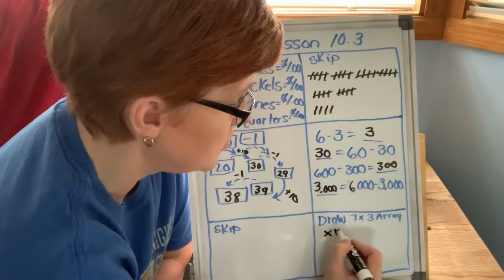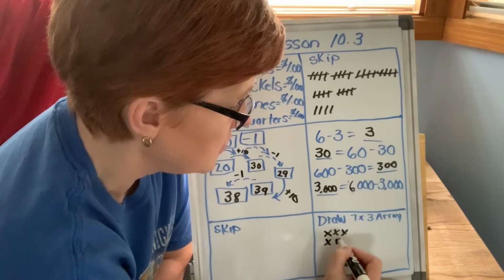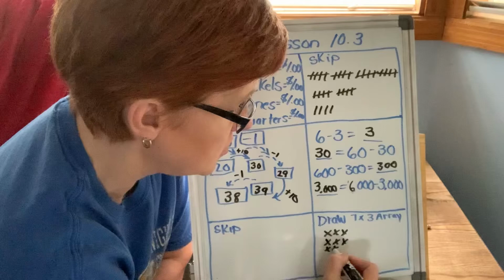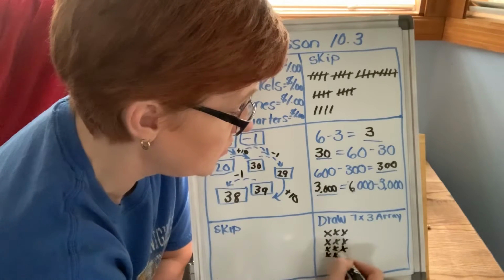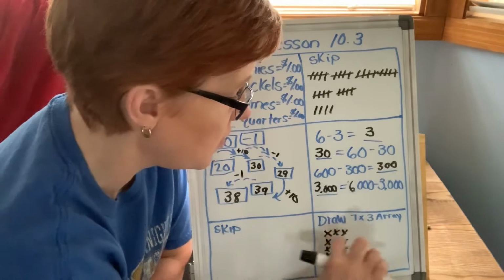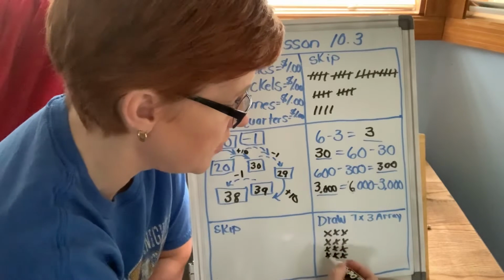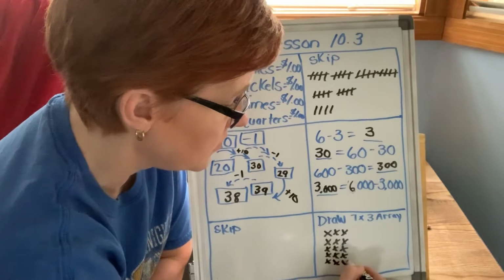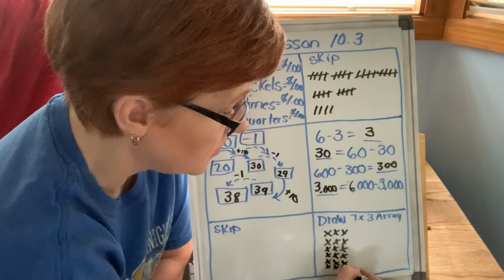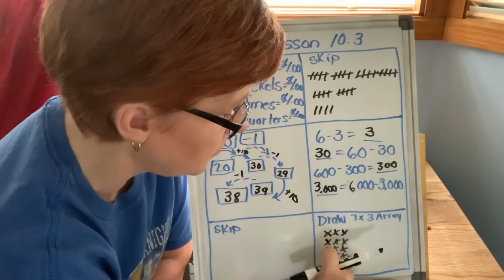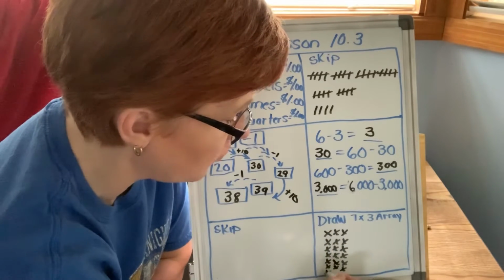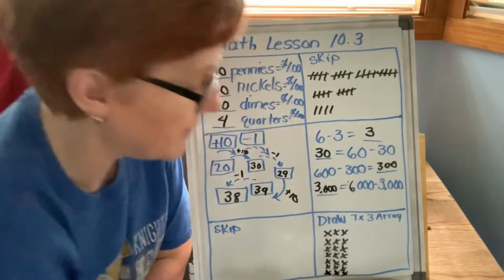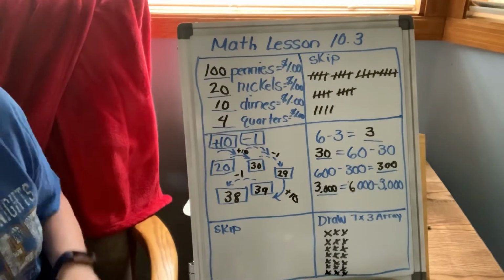So 1, 2, 3, 1, 2, 3, 1, 2, 3, 1, 2, 3. Now, how many rows do I have so far? 1, 2, 3, 4. So I have to keep going. 1, 2, 3, 1, 2, 3. I'm at 6 rows. I need 1 more row with 3. Okay, that's drawing your array.